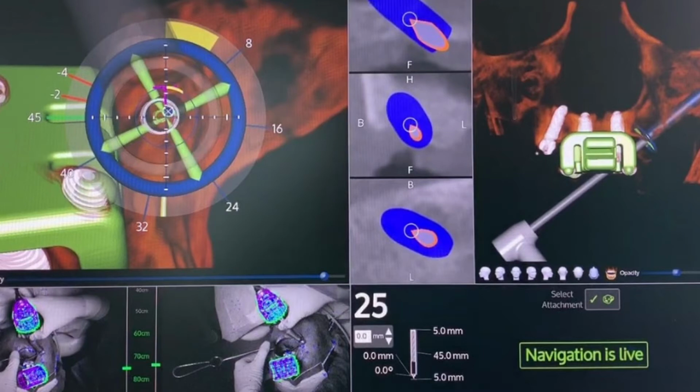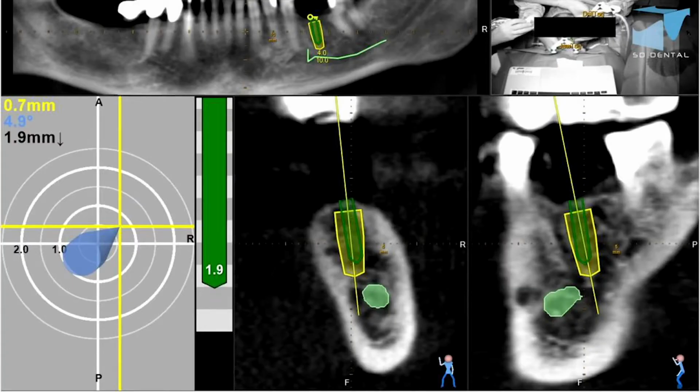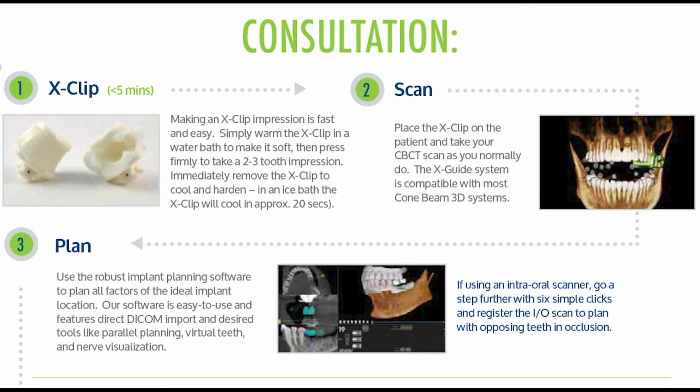Also, the X-Guide system offers absolute precision. By integrating the Cone Beam 3D imaging with the X-Guide dynamic 3D navigation, the dentist can actually control the exact placement of the implant position, angle, and depth during live surgery. Also, with the X-Guide 3D system, the surgeries can be very precise, safe, and predictable.